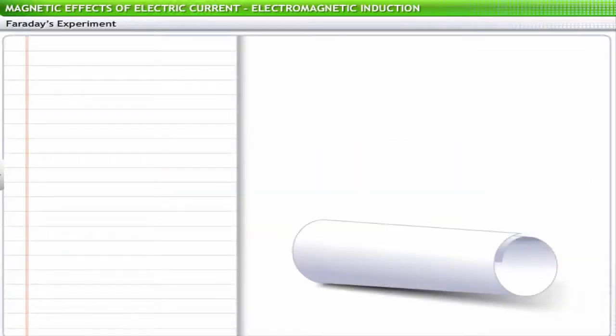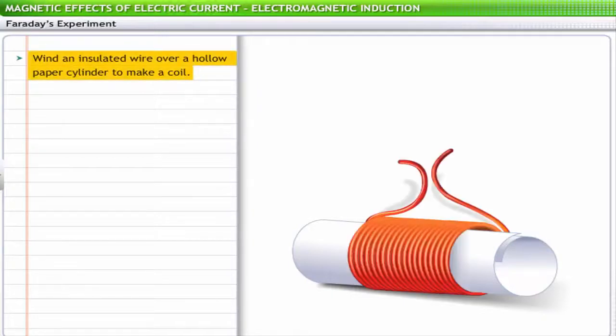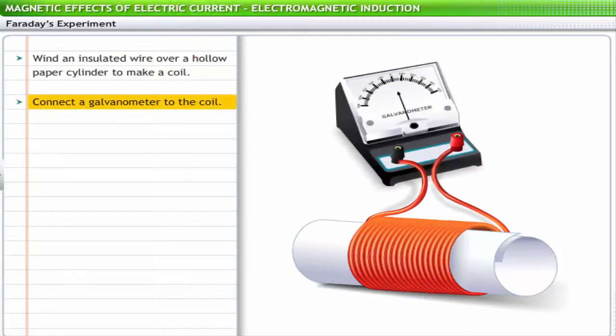To conduct Faraday's experiment, we will begin by winding an insulated wire over a hollow paper cylinder to make a coil. Next, we connect a galvanometer to the coil.